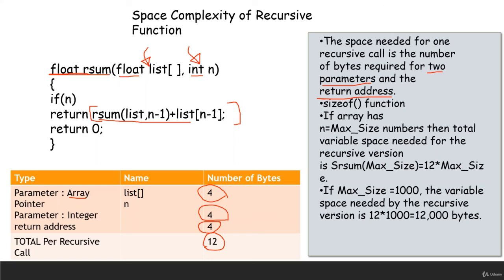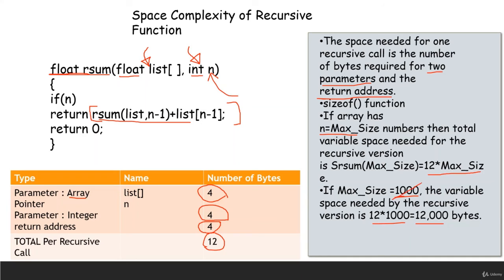You just have to calculate the number of bytes taken by the parameters passed to that function, and also the address which is going to be returned. So if the array has n equal to the maximum size, then the space needed for the recursive function will be 12 into max size. For example, max size is 1000. At that time, the space needed for that recursive function would be 12 into 1000, that is 12,000 bytes. This is how the space complexity of a recursive function is calculated.